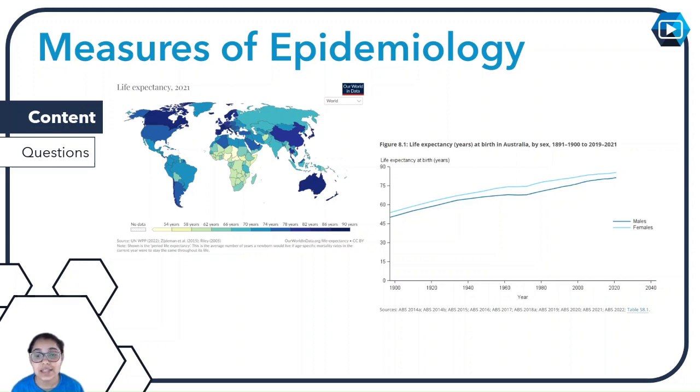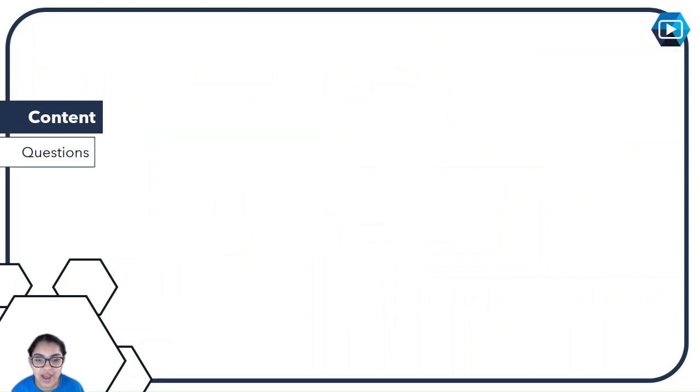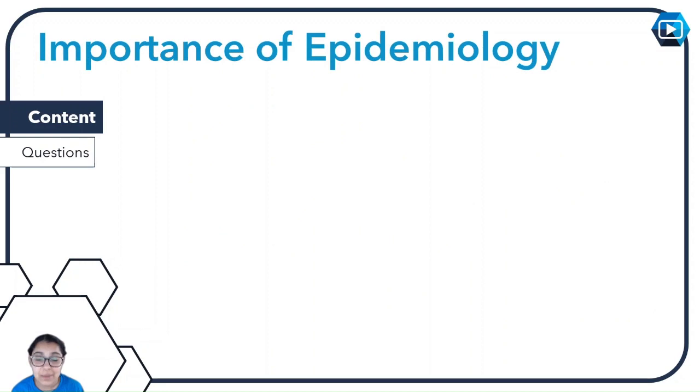And that's something we'll also be discussing a lot more in this call when we talk about the health inequities that are then associated with the data. So let's now have a look at the importance of epidemiology. Why is this data actually relevant?